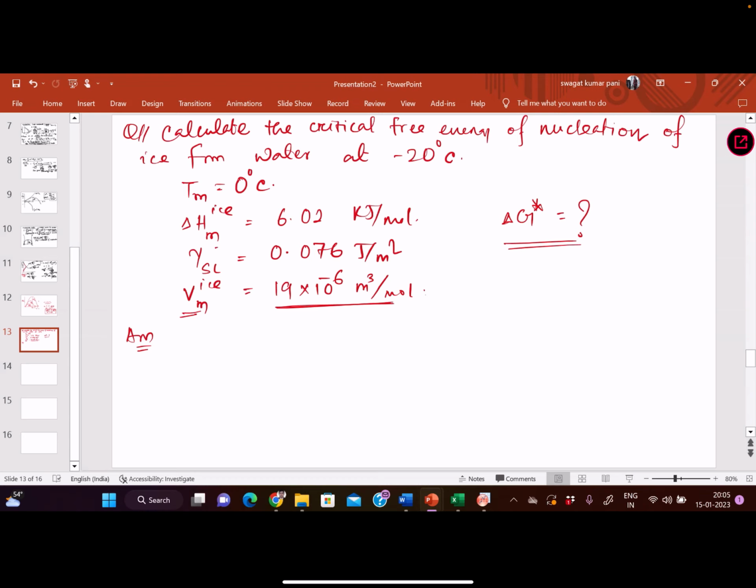So here the tricky part is, this delta HM or delta GV we calculate is in joule per meter cube. So here it is given kilojoule per mole, so we have to convert that to meter cube. That's why this molar volume is given here. So I have discussed already, this delta GV equal to delta H delta T by TM, and we have to divide by this molar volume, then this unit will be joule per meter cube.